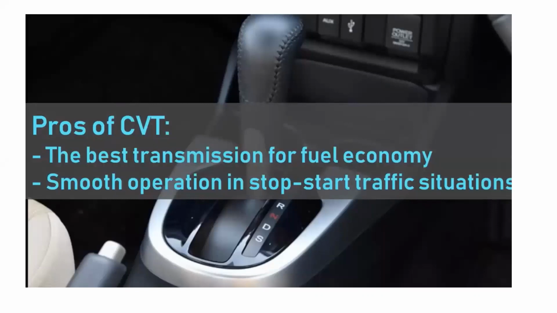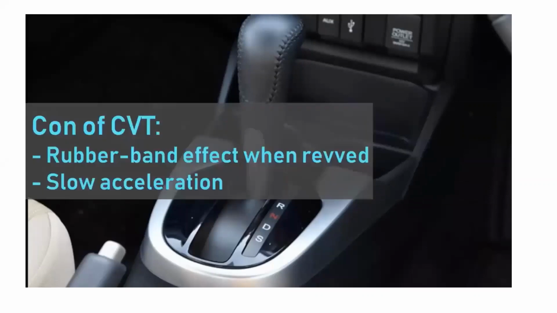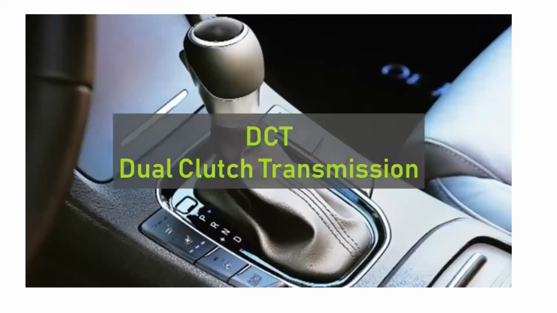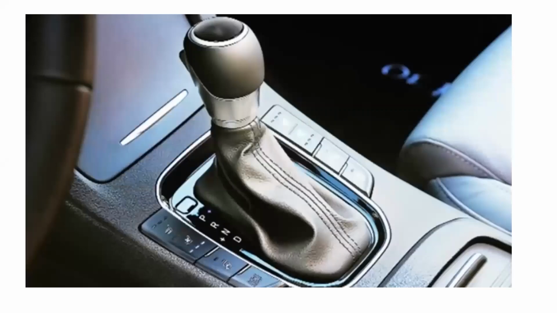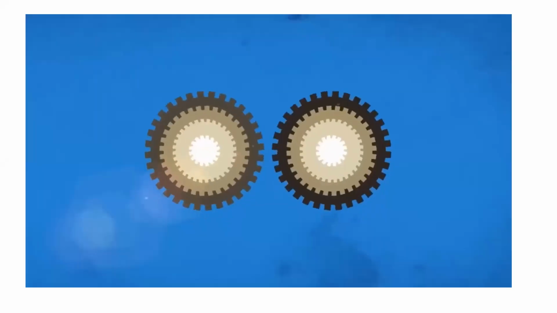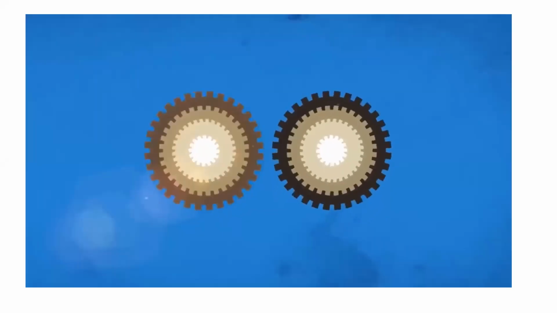They also have really smooth operation in stop-start traffic situations. In terms of cons, CVTs suffer from a rubber band effect when revved really hard, and CVTs are also known to have slow acceleration. Let's now talk about DCT. A dual clutch transmission or DCT uses two separate shafts with their own clutches for gear shifts.